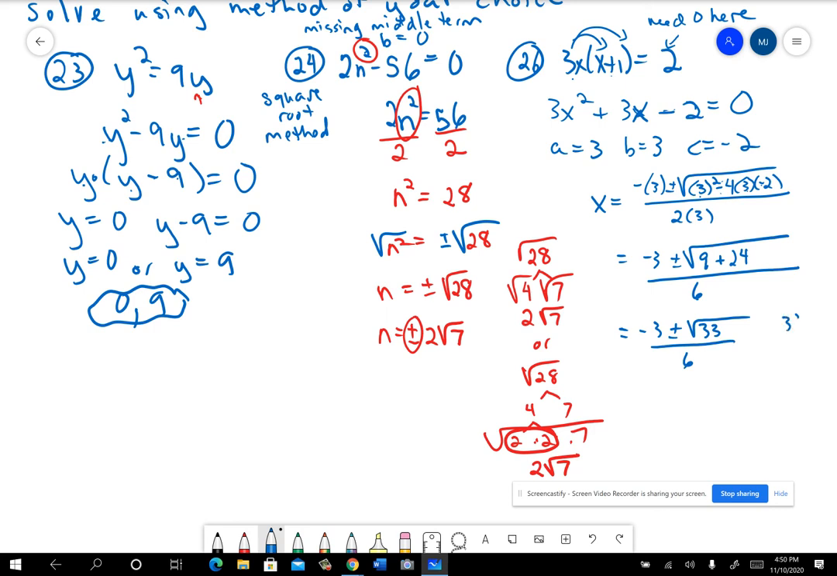And then let's see, let's think about 33. Nope, it breaks down only into 3 and 11, don't have any pairs. So this should be your final answer right here. There's not something you can knock out from here, and you should never go and try to cancel something under that radical. Okay, so your final answer, -3 plus or minus square root of 33 over 6.